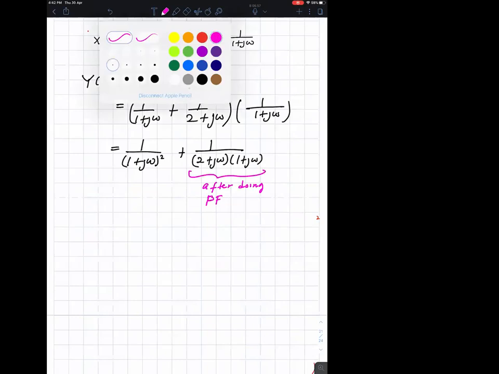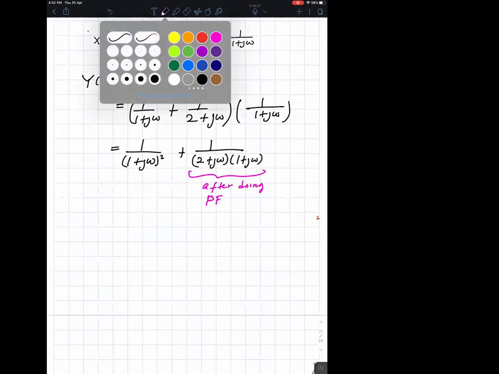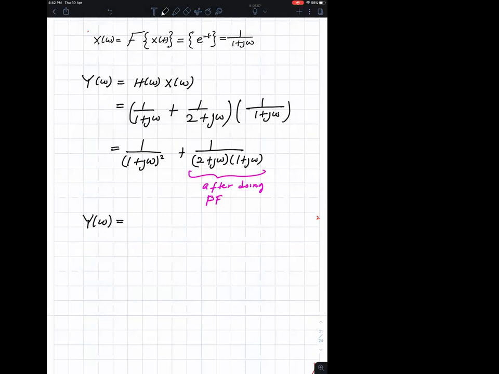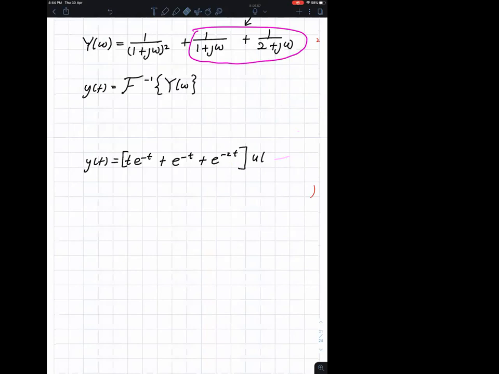After doing the partial fraction, this remains the same, j omega squared plus 1 over 1 plus j omega plus 1 over 2 plus j omega. After doing the partial fraction, you get this. Don't put u(t), you lose points.